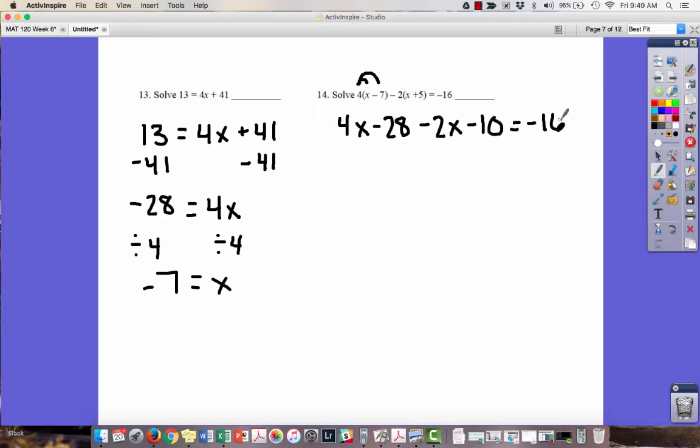So in this first step, I got rid of the parentheses by multiplying what's on the outside by everything on the inside. So 4 times x is 4x. 4 times negative 7 is negative 28.